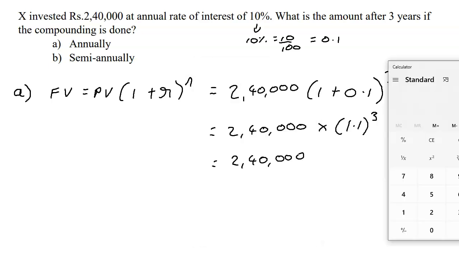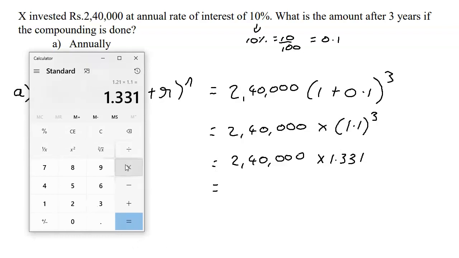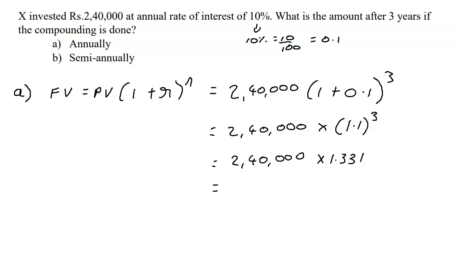So 1.331, 2,40,000 into 1.331, which will give me the answer to part A. Okay, so I have 1.331 on my calculator into 2,40,000 gives me 3,19,440. Now, as far as part B is concerned, the formula remains more or less the same.